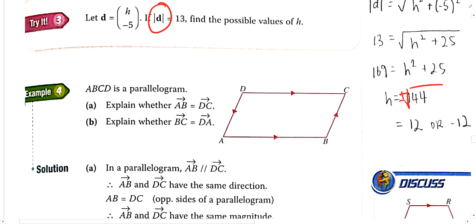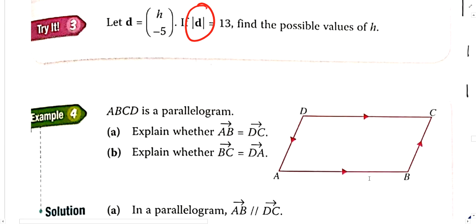So we've got other types of examples. ABCD is a parallelogram. Now explain whether AB is the same as DC. So you see, we are now trying to combine vectors with shapes. In this case, a quadrilateral or parallelogram, AB, this vector over here, is it the same as DC? Okay, why do you say yes?